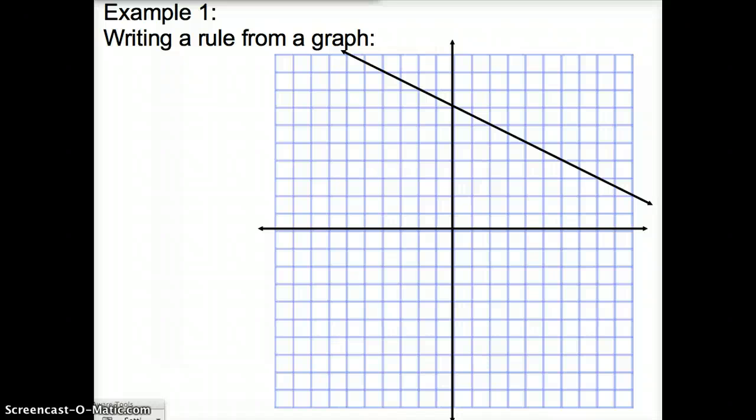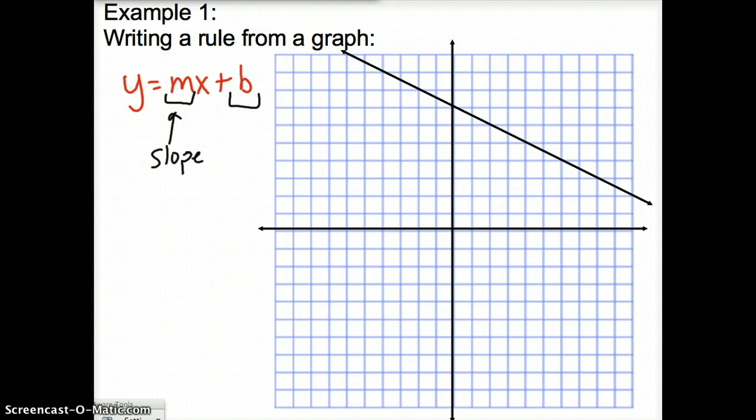So example 1, writing a rule from a graph. So remember, always remember your rule. Your general form of your rule is y equals mx plus b. Okay, so with that, I need to find the 2 numbers that will make this rule work. I need to find the m value and the b value. I have to find those by using the graph. So I always need to remember that m is the slope.